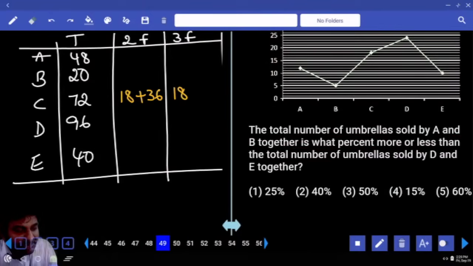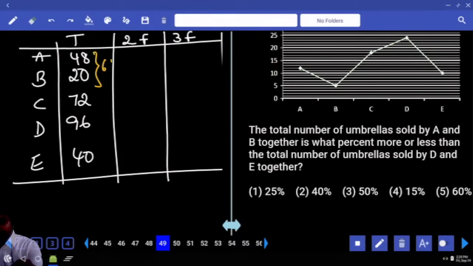The total number of umbrellas sold by A and B together is 68. What percentage more or less is it than the total number of umbrellas sold by D and E together? D and E together is 136. With respect to 136, 68 is definitely less. How much less? 68 is half, so it will be 50% less. Answer: 50%. Is it clear?